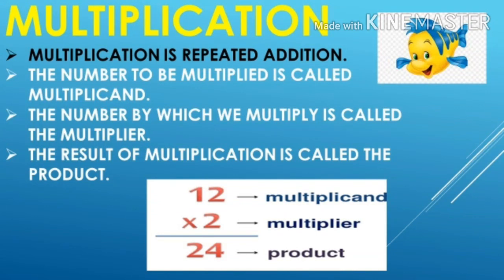Children, multiplication is repeated addition. The number to be multiplied is called the multiplicand. The number by which we multiply is called the multiplier. And the result of multiplication is called the product. As you can see in the example, I have multiplied 12 and 2. So 12 is the multiplicand, 2 is the multiplier, and the answer that came after multiplication is called the product.